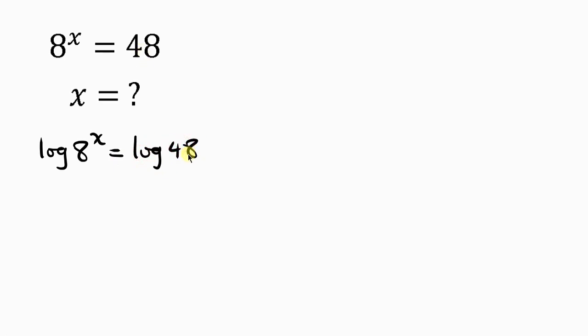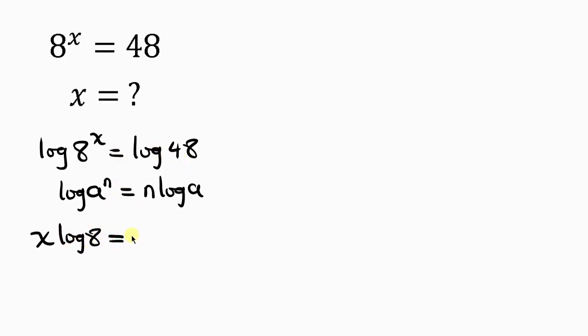Our next step will be for us to apply the law of logarithm, which says, for example, when I have log a to the n, this is equal to n, the exponent, written as a base times log a. So let's apply this law of logarithm to what we have here. Take the exponent, which is x, as a base, and multiply that with log 8. So x times log 8 equals log 48.